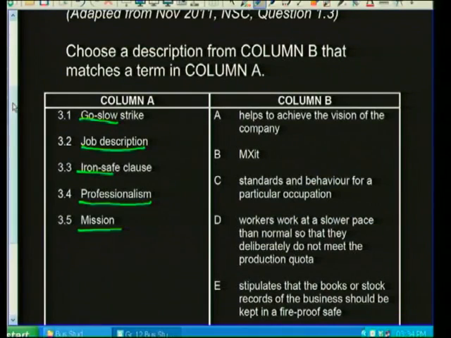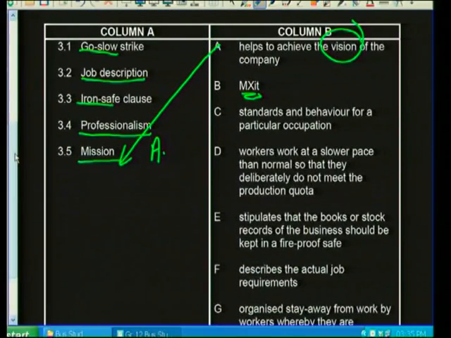Okay, let's look at what the possible answers are. A, helps to achieve the vision. So we can see that fits in with the mission. So 3.5, it looks like the answer there should be A, because the mission is going to help you to achieve your vision. Mix it. Well, that doesn't look like it has anything to do with any of those that I have gone through now. Standards and behavior for a particular occupation. You will agree with me that that links up with professionalism.